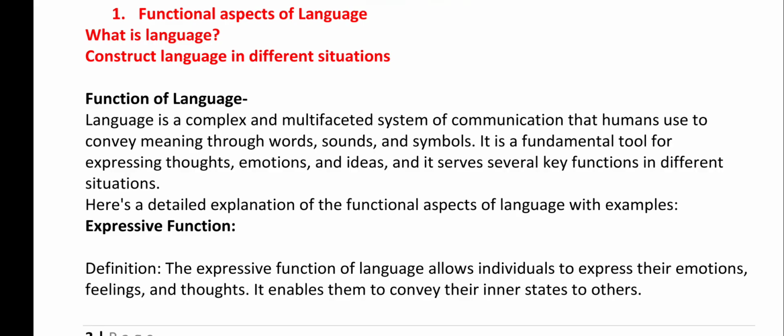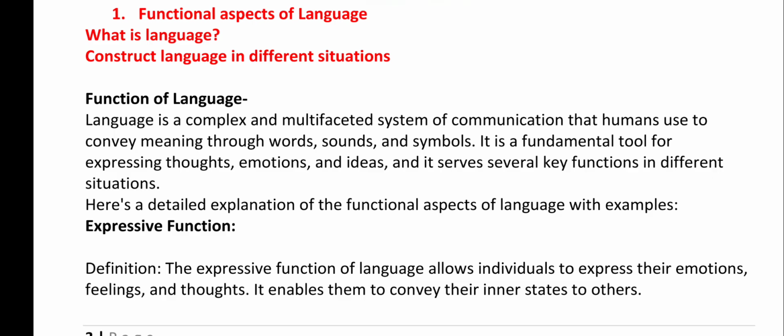So, language is a medium, right? Language is a medium, or it is a complex and multifaceted system of communication which helps human beings to convey, to say what they want to say, to converse with one another. How? Through messages, through words, through sounds, through actions, through symbols.